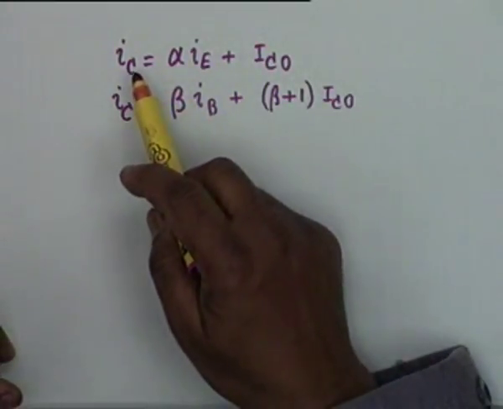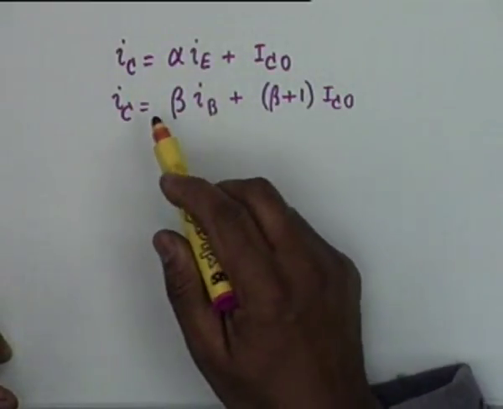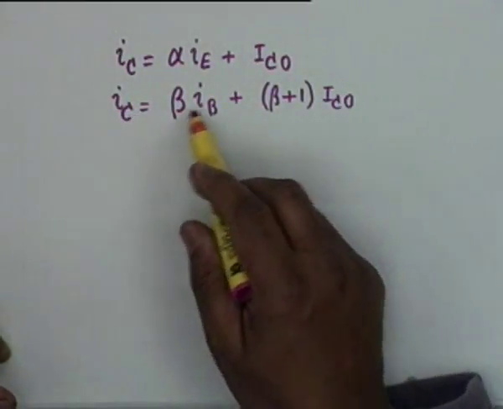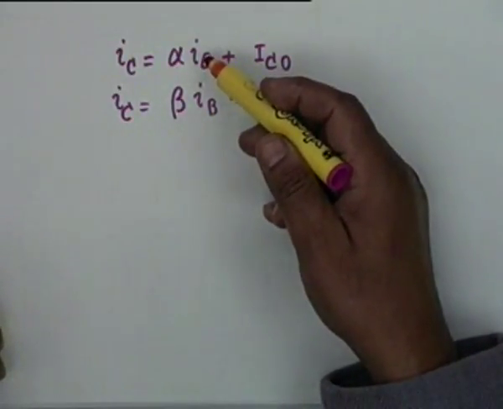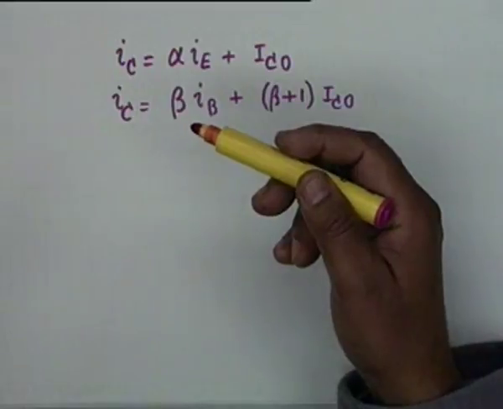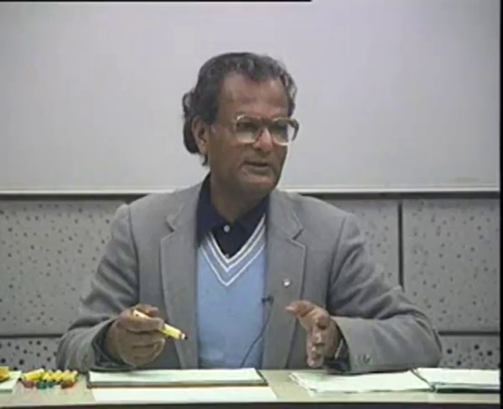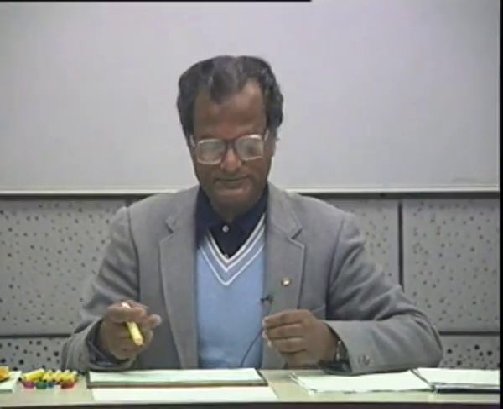This is the relationship between the collector current and the emitter current. This is the relationship between the collector current and the base current. And as you can see, either of them, the emitter current or the base current, controls the collector current, and this is the main feature of the solid state device called the transistor.